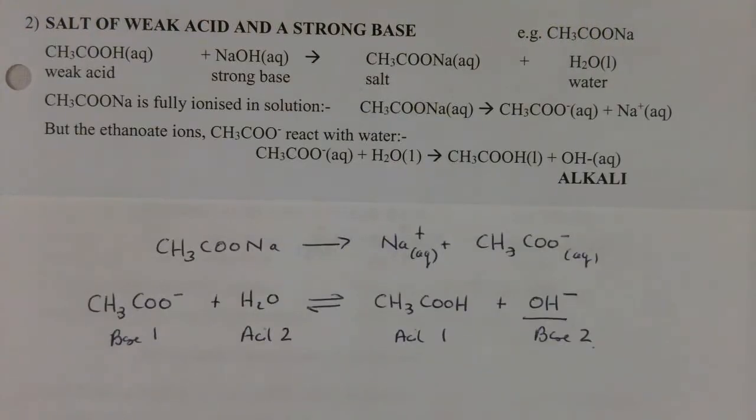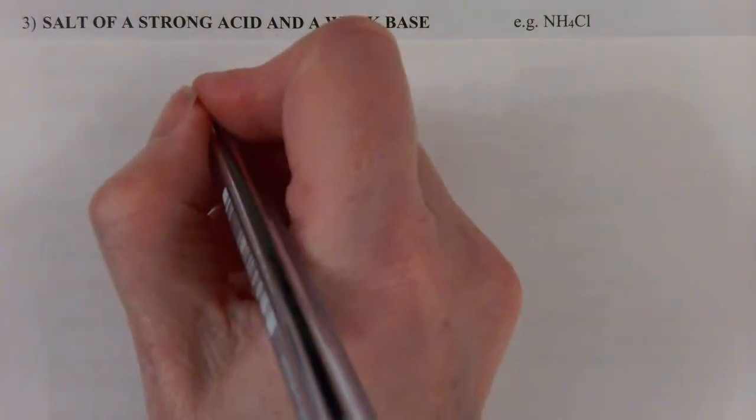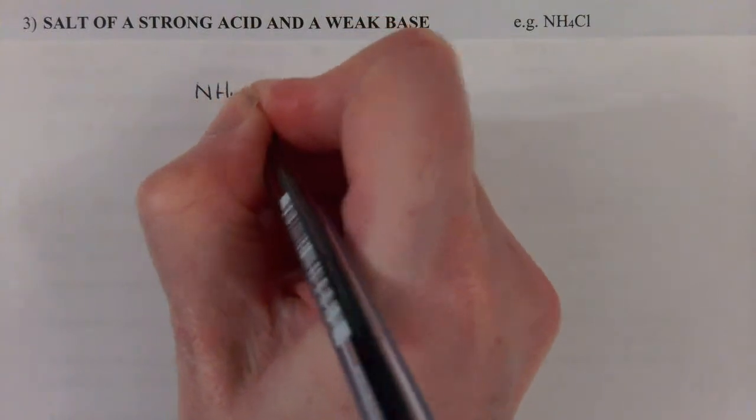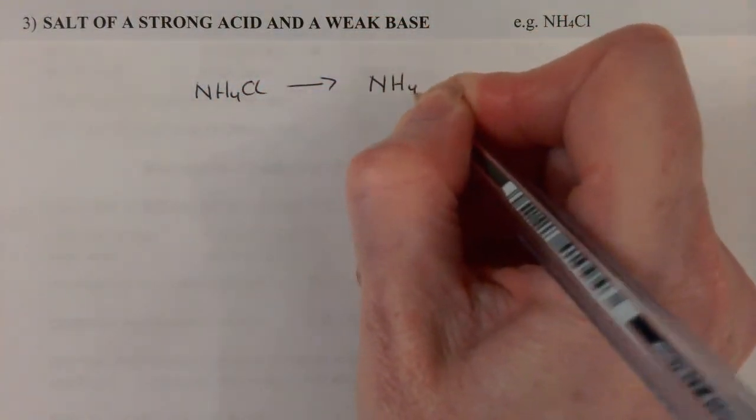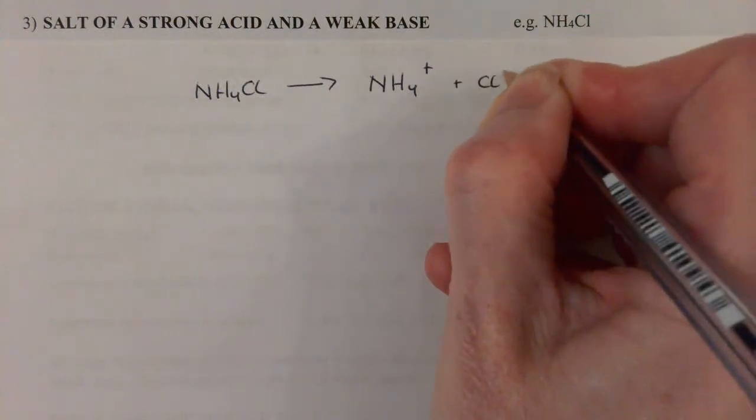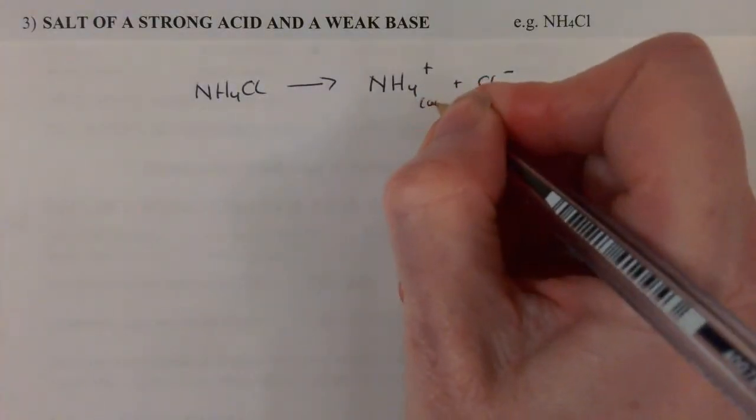It's a good idea to learn these different equations. It's much easier to explain things in an equation rather than in words. This time we're going to look at the salt of a strong acid and a weak base. This could be something like ammonia reacting with hydrochloric acid to produce ammonium chloride. Again, that ammonium chloride will dissociate in water to form the ammonium ion and the chloride ion, and these are all aqueous.